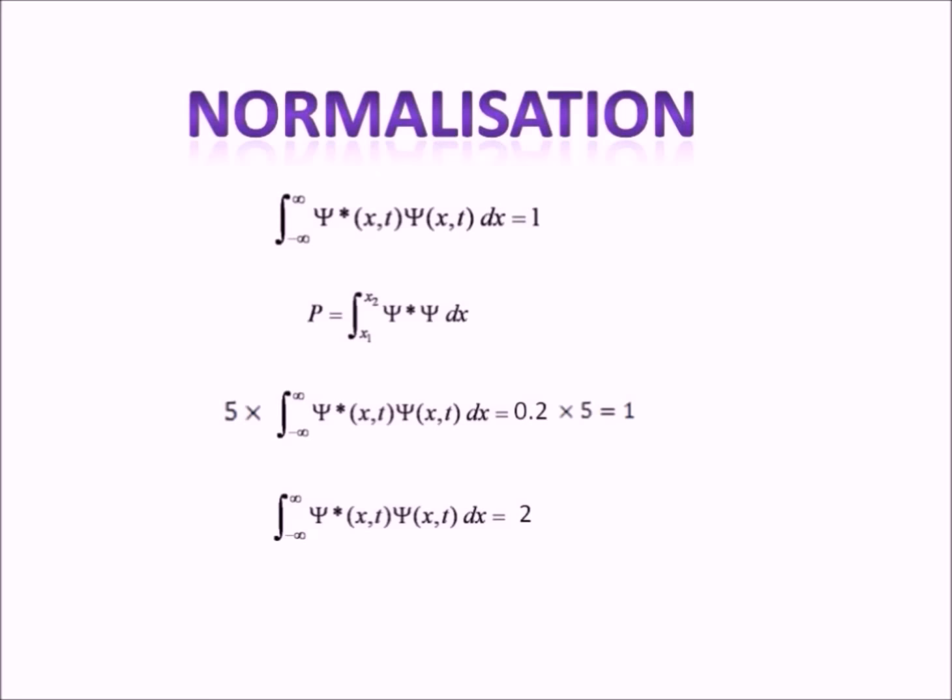Let us suppose another case. If the integration is 2, can probability have value equal to 2? What does this mean? Basically this means we are analyzing a greater volume. We need not observe such a large volume. So to reduce this to a certain value, we multiply by 1/2 and we get probability equal to 1. So in this case, the normalization constant is 1 by root 2.